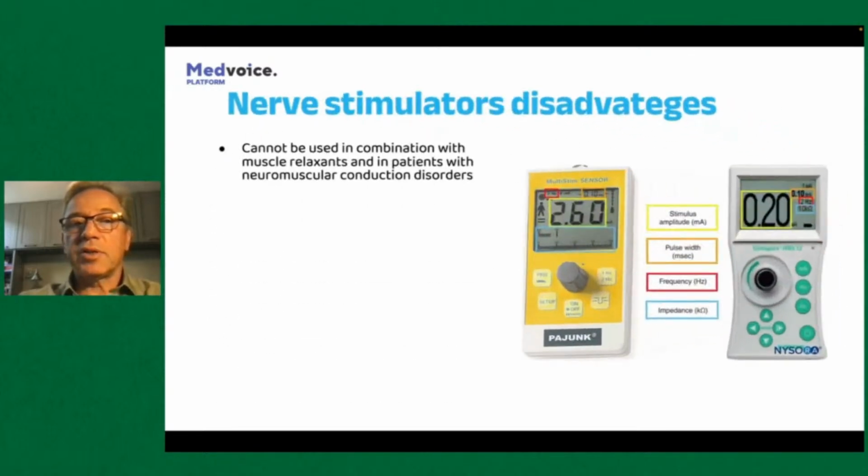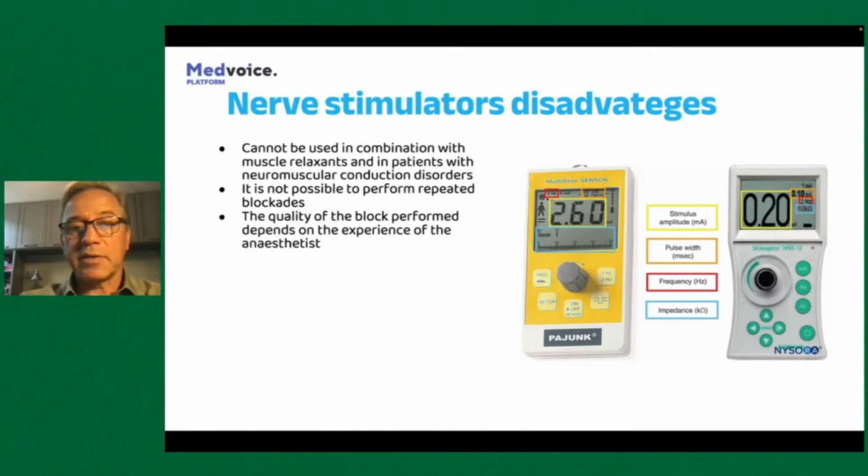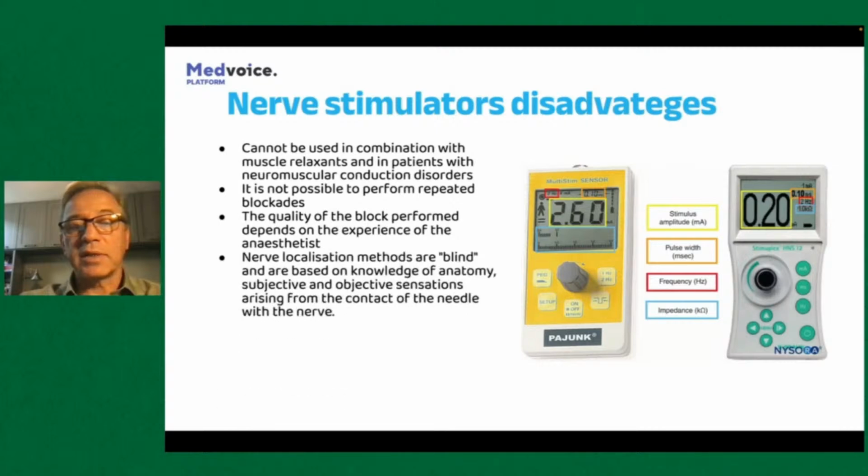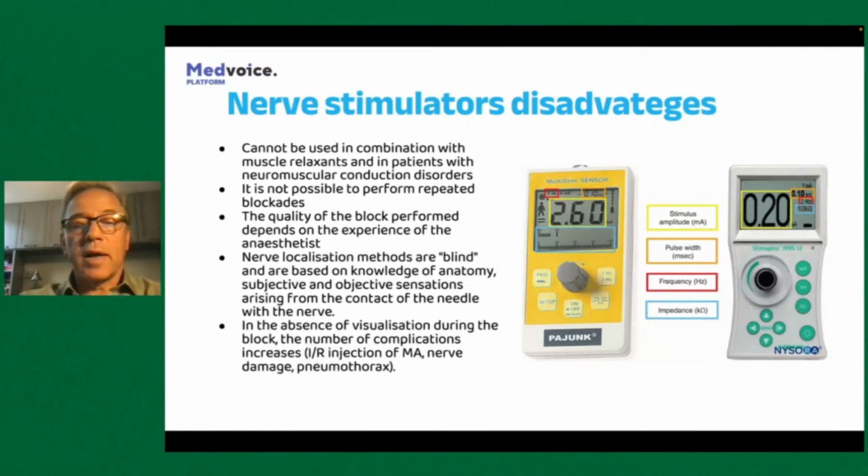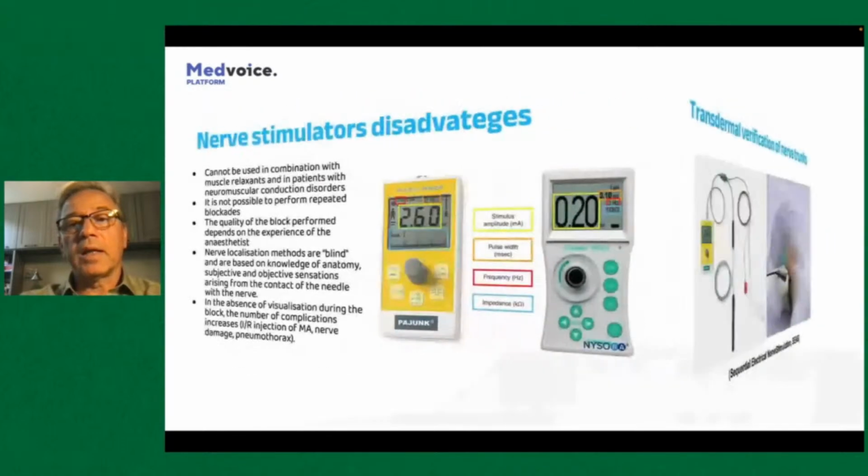What are the other disadvantages? It cannot be used in combination with muscle relaxants. If you tube and paralyze somebody, you cannot use a nerve stimulator. It is not possible to perform repeated blockades because you will not elicit any effect. The quality of the block performed depends a lot on the experience of the anaesthetist, so it's very variable between different individuals. And nerve localization methods are blind, like I said before, based on knowledge of anatomy and subjective and objective sensations arising from contact of the needle with the nerve. In the absence of visualization during the block, the numbness and complications increase a lot, like pneumothorax, nerve damage, and so on.